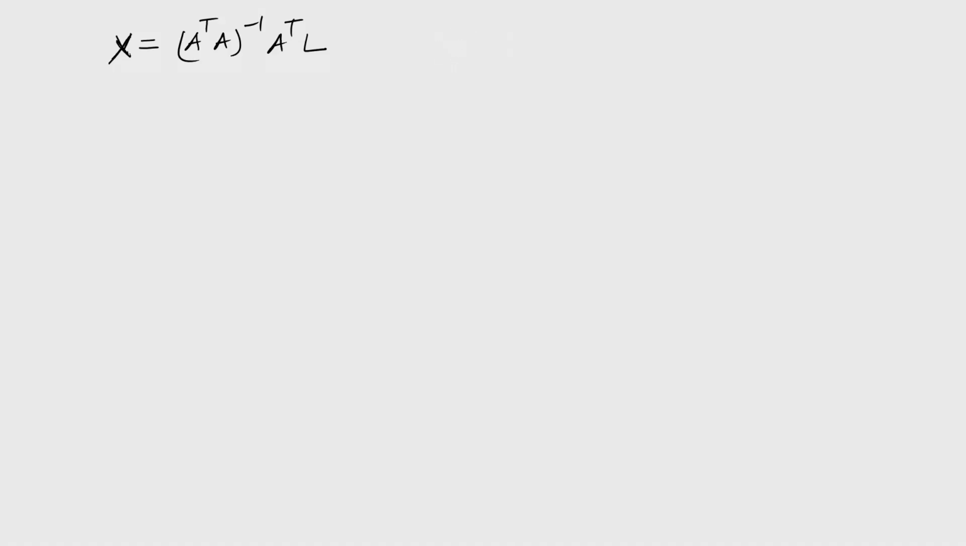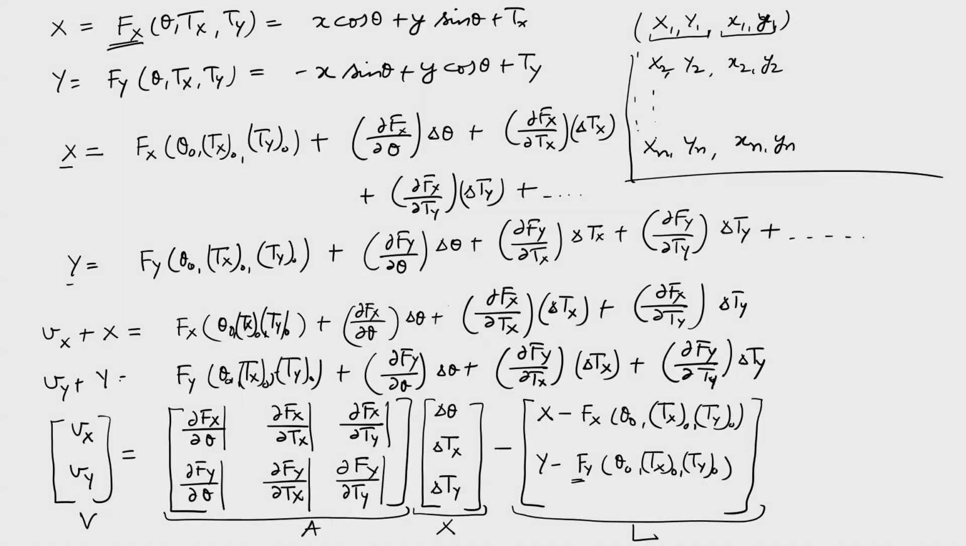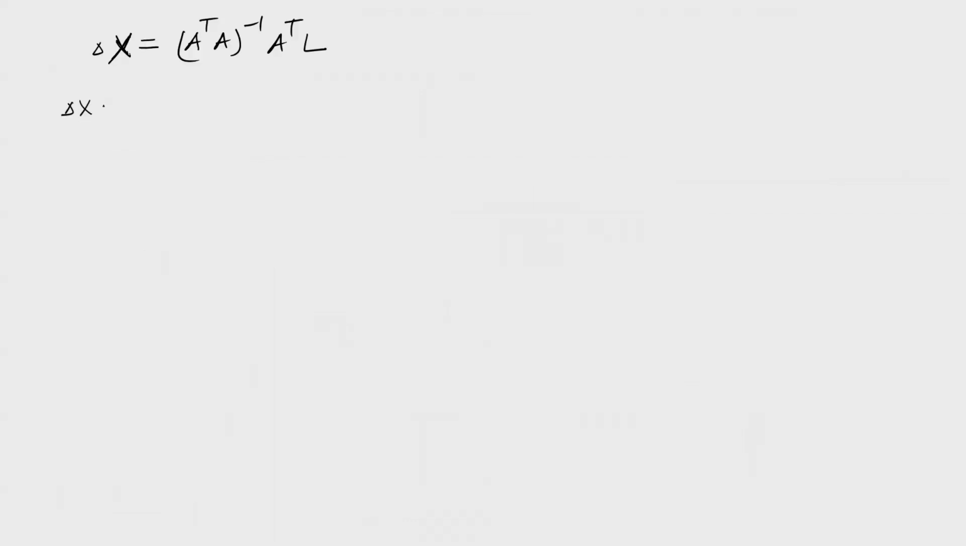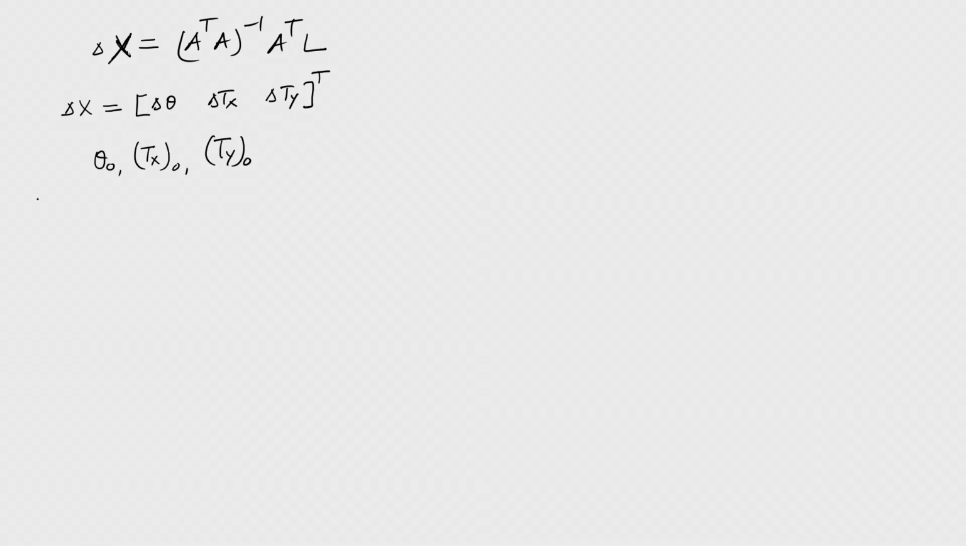Now, what is the message here? If you see what is delta x in the last slide, this is delta x. Delta x equals delta theta, delta tx, delta ty transpose, which means I am finding out the corrections to the theta 0, tx 0 and ty 0 here. This is the first iteration. I will update theta 0 as theta 0 plus delta theta, that is the last value assumed.